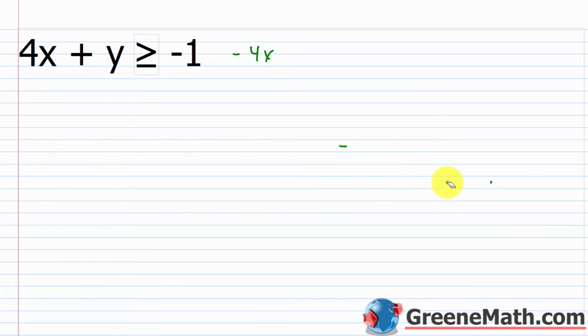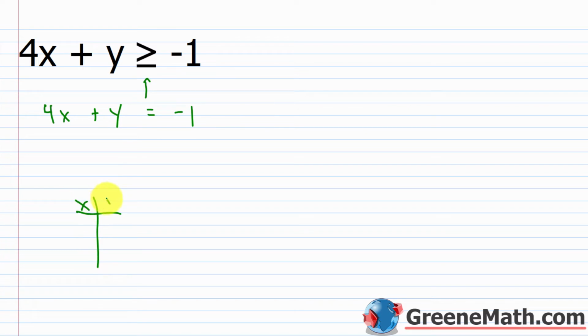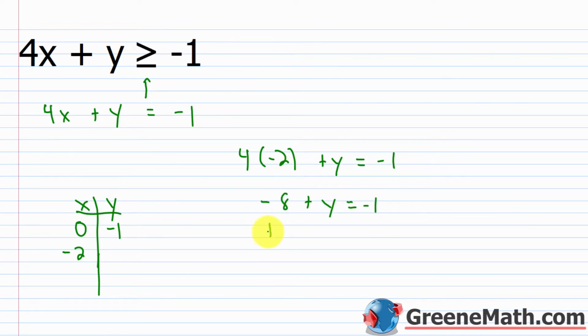Let's do this the slow way using a test point. So I'm just going to start out again by replacing this with equals. So I would have 4x plus y is equal to -1. And let's get some ordered pairs going. So let's say x is 0. We know y equals -1. Let's say that x is -2. We'd have 4 times -2 plus y equals -1. 4 times -2 is -8. So I'd have -8 plus y equals -1. Add 8 to both sides of the equation. That'll cancel. You'll get y is equal to 7.